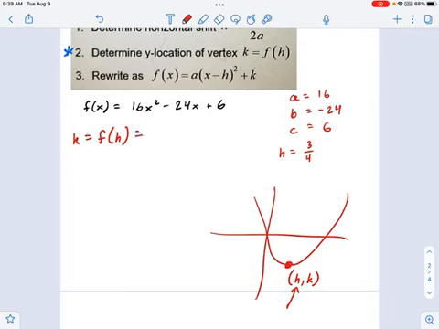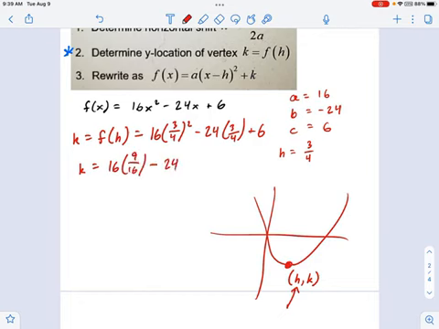So let's go ahead and do that. This is going to be 16 times 3/4 squared minus 24 times 3/4 plus 6. Okay, so that's going to give me, let's work through it, 16 times 9/16. Everything's going to simplify out just fine. Minus 24 times 3/4 plus 6. Now 16 times 9/16 is just 9. 24 times 3/4, I think the 4 is going to cancel out. We get 18, I think, and then plus 6. And then a little simple arithmetic tells me we are looking at negative 3.